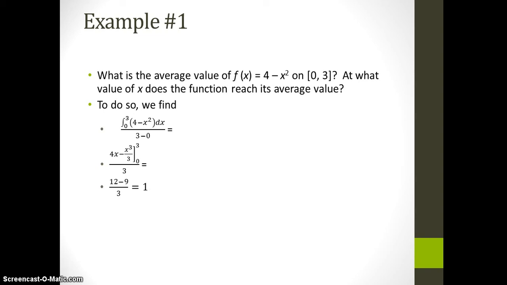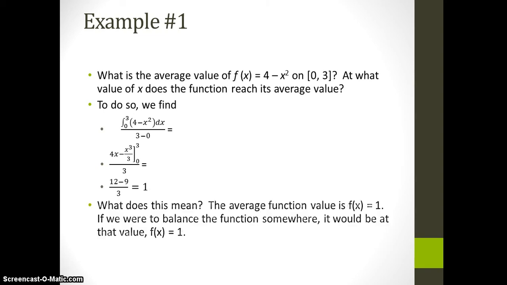We plug in and evaluate using our FTC. Get 12 minus 9 over 3, which is 1. So what does this mean? This means that if we were to take all of the function values from 0 to 3, which is an infinite number, and average them, we would get an average function value of 1. Kind of the idea of trying to balance the function.